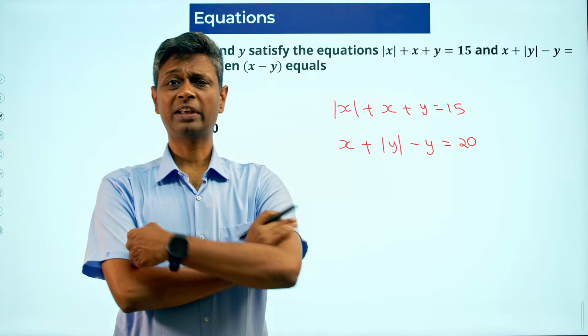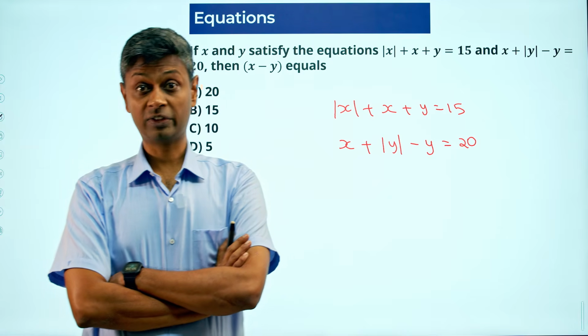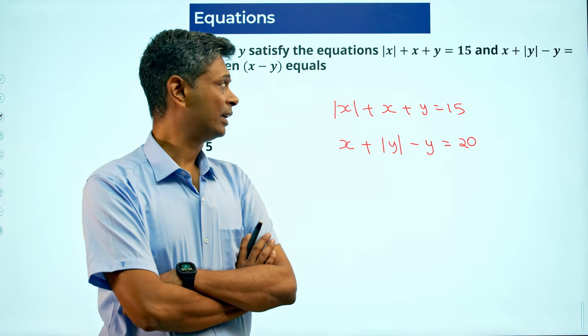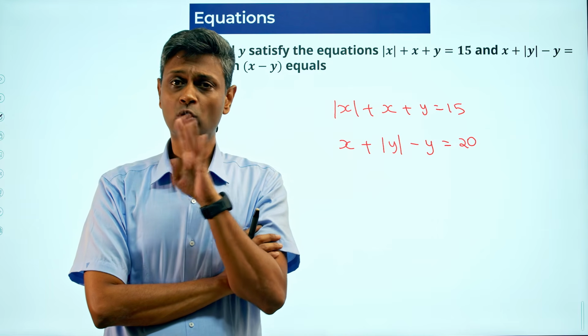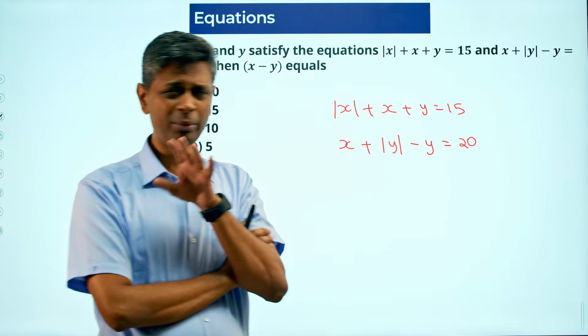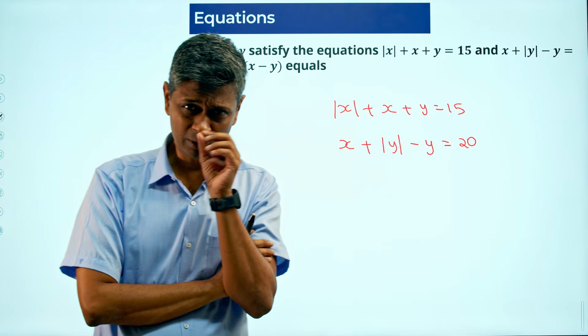|x| is x if x is greater than or equal to 0, and equal to -x if x is less than 0. Then x and y can both be positive, both be negative, or one positive and the other negative. That's 4 combos to solve, which is going to be time consuming. So I'm going to do a little bit of a detour here.